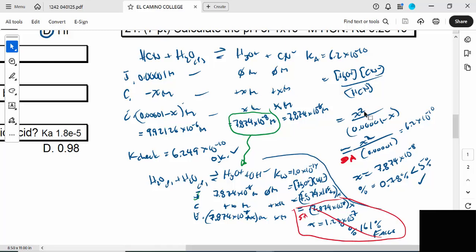It's 6.249 times 10 to the minus 10, it should be 6.2. So it's off a little bit, but it still rounds to 6.2 times 10 to the minus 10. So we're okay. However, if we double the hydronium, are we still going to be okay?